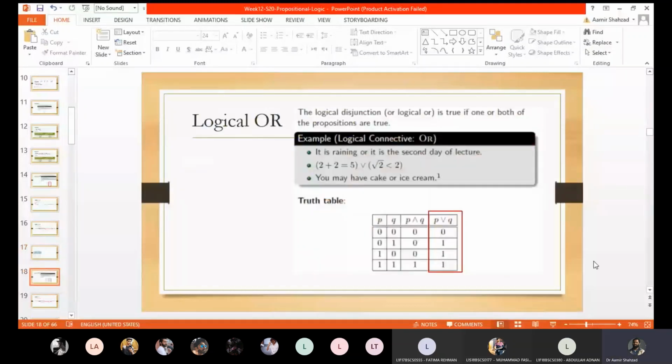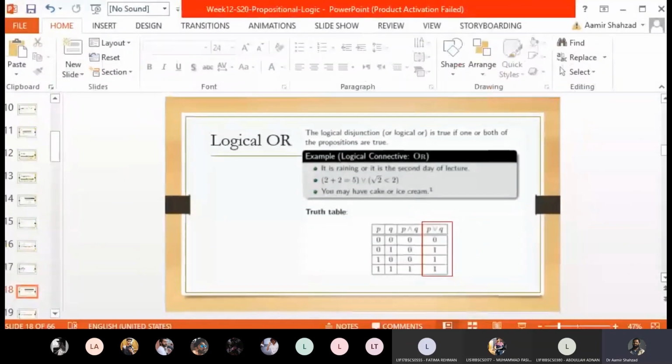So next, our logical operator is OR operator. So again, it's exactly the same that you have studied in digital logic design. So OR operator is true when any one of the statements is true. अगर सारी statements false हो जाएं, then OR is false. लेकिन अगर कोई एक statement, at least one statement is true. कोई एक भी statement true हो जाए, या सारी true हो जाए, या एक से ज़्यादा true हो जाए, then OR operator is true. So for example, it is raining or it is the second day of the lecture.